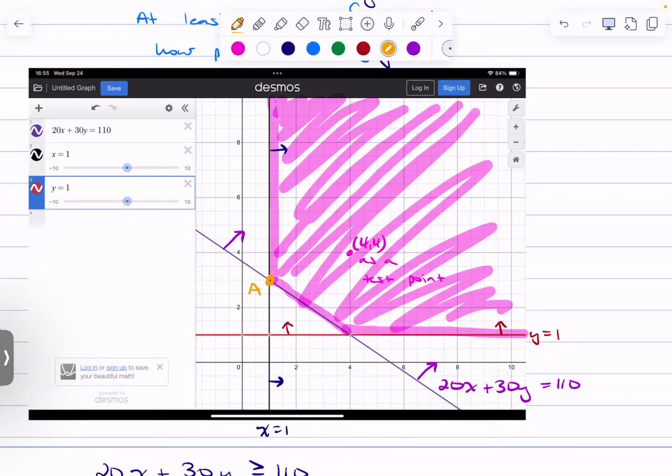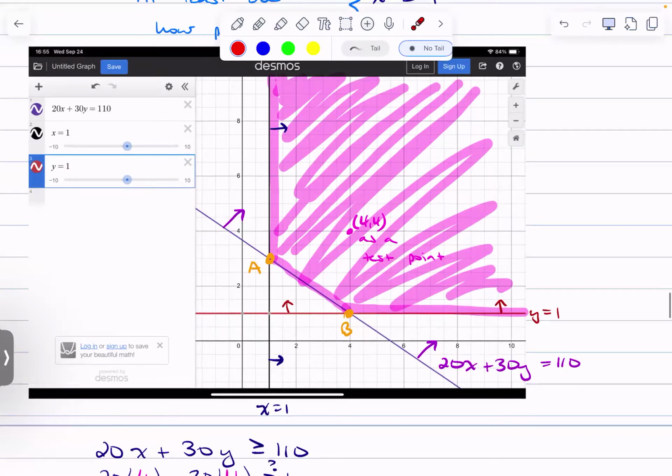and I'll call this A. And then I see another one here, I'll call this B. Now, technically, it keeps going to infinity. But again, when x is infinity, I'm not going to minimize anything, right? And so I don't want it. So really, we only have 2 vertices that we need to find: A and B.